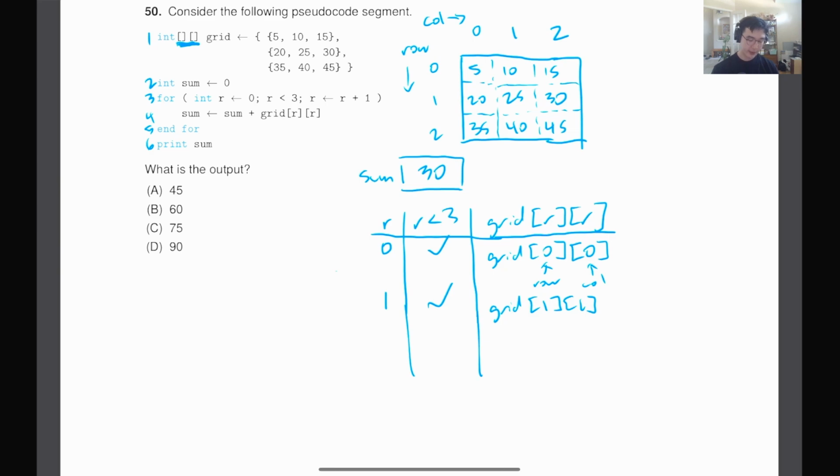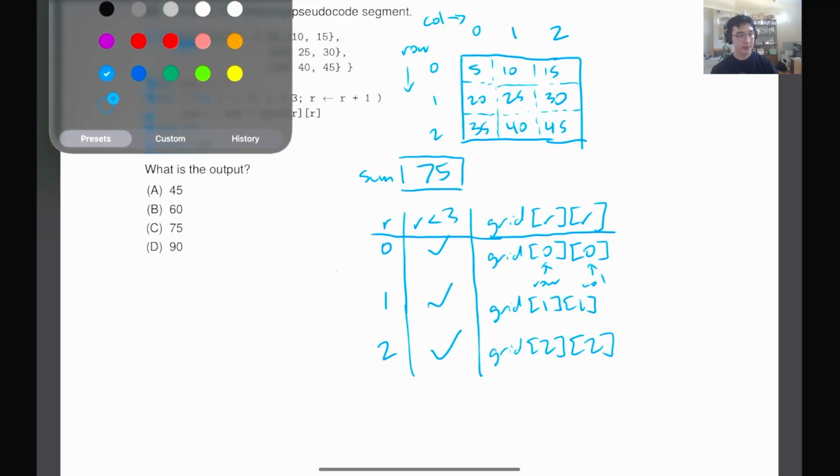Awesome. I finish line 4, I go to line 5, I loop back up, go to the increment, r is now 2. I then go to check the condition, is 2 less than 3, that is true. Because that's true, I go to line 4 inside the for loop, and I do sum plus grid[r][r]. r is 2, so it's grid row 2, column 2, and that is going to be 45. So sum, which is 30, plus 45, that is going to be 75.